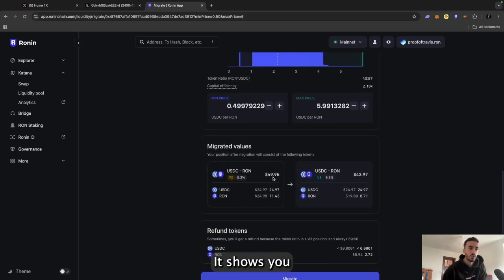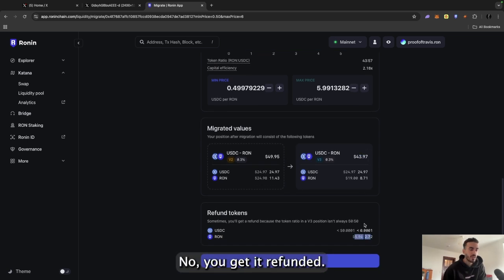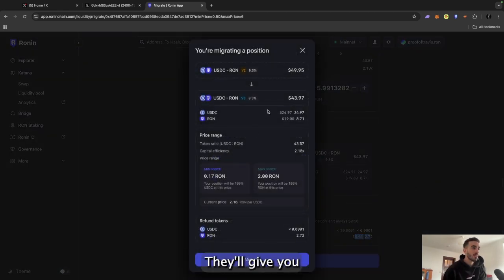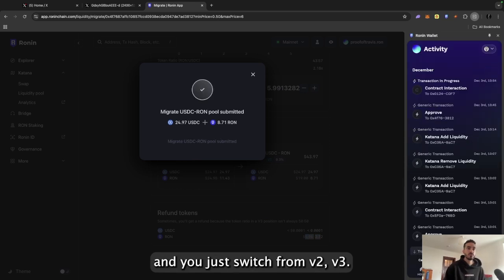It shows you how your pool changes. And here, first I was like, wait, do I lose $6? How does that happen? No, you get it refunded. I'm guessing it's part of the algorithm to migrate over. That's probably way more complicated than I know, way above my pay grade. But then you can just quickly migrate your pool. They'll give you all the details. You click migrate, and you just switch from V2 to V3.